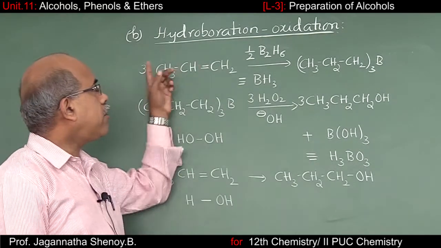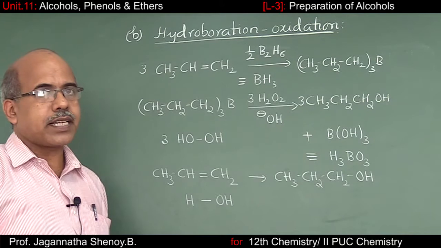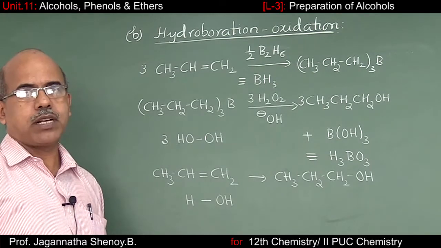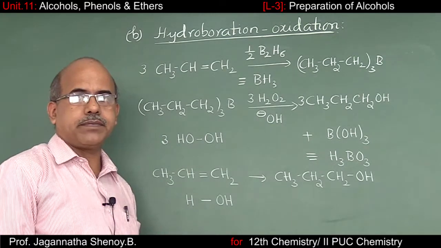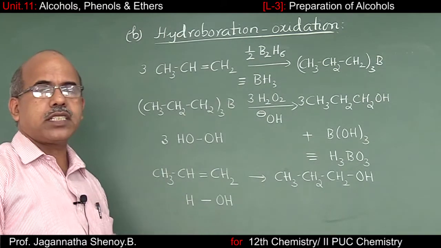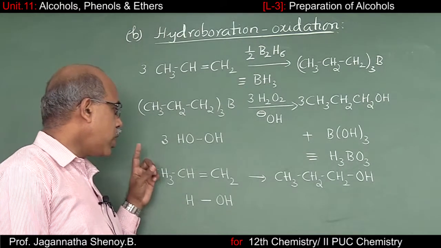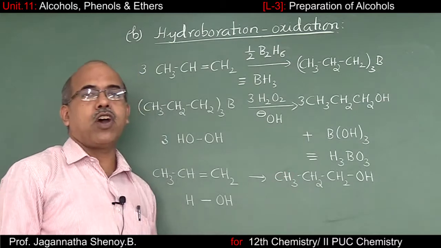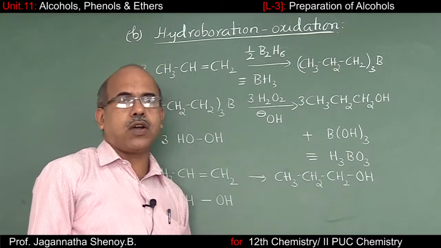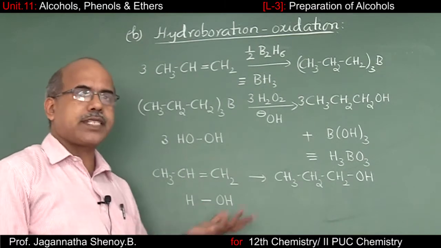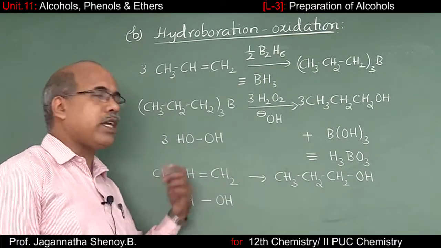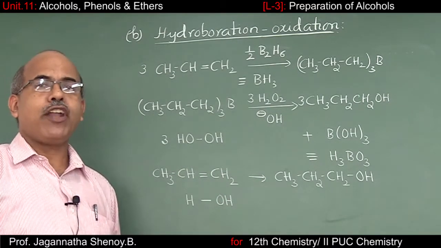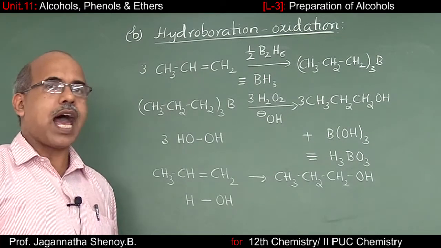So what is the net effect of hydroboration oxidation on an unsymmetrical alkene? It results in anti-Markovnikov's addition of a water molecule across the double bond. After studying these two reactions, it's very clear that if I want to convert propene into N-propyl alcohol or 1-propanol, I have to go for hydroboration oxidation. On the other hand, in the previous reaction you have seen, to convert propene into isopropyl alcohol or propan-2-ol, we have to go for acid catalyzed hydration of alkene.